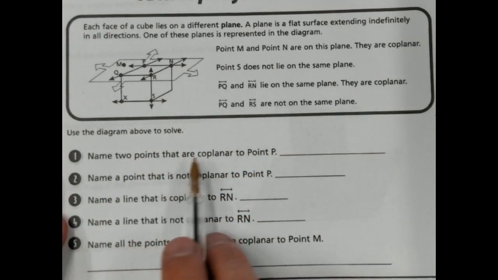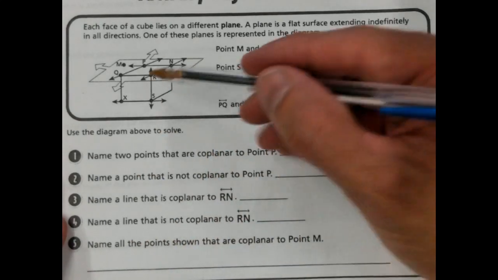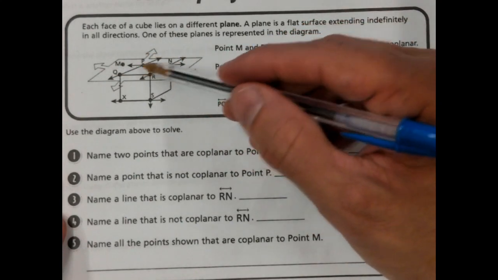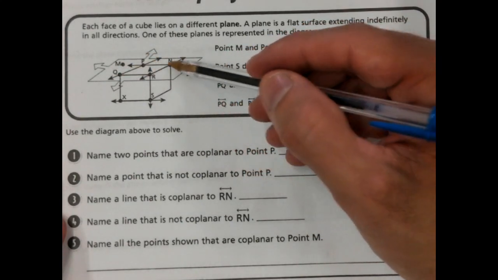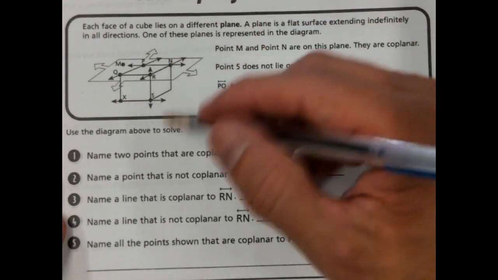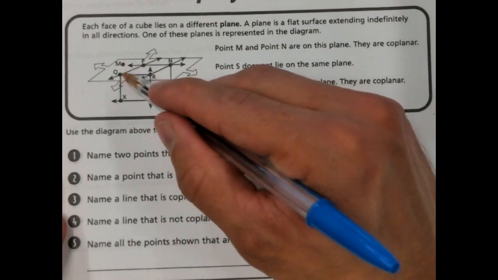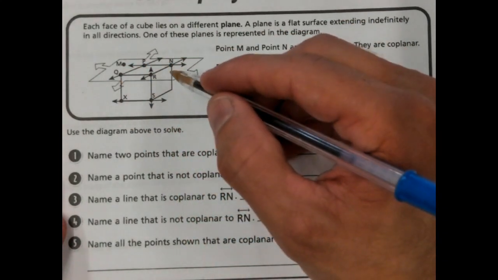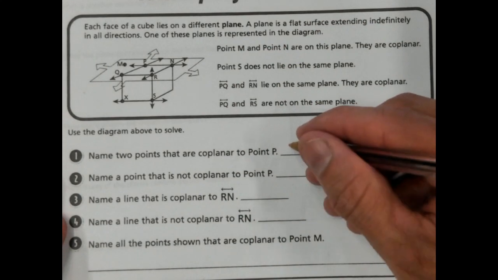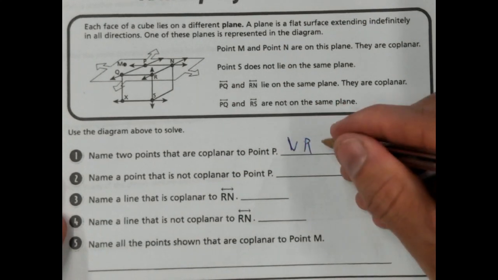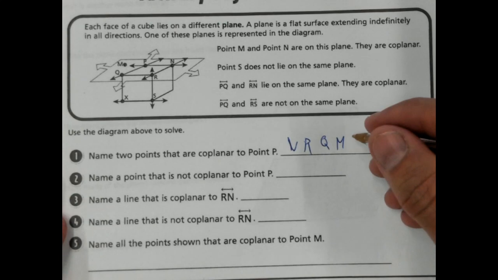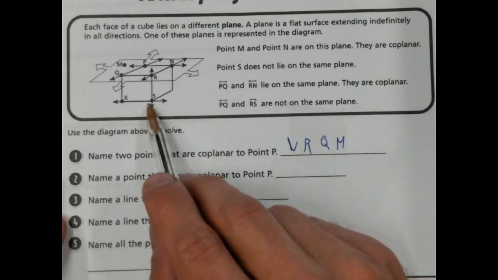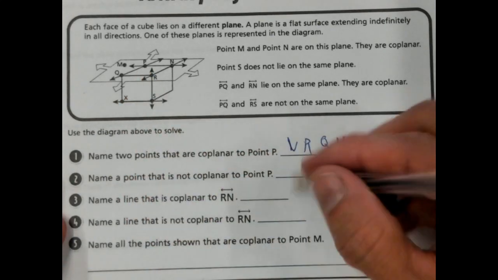Name 2 points that are coplanar to point P. So let's look at point P. Point P is right here. So point P is on this big plane here, right? It's also part of this topmost face of this right rectangular prism. So we're looking for 2 points that are on the same plane. So any of these right here are on the plane. So M, Q, R, N, all of them would be considered coplanar. So I'm actually going to list all of them. So N, R, Q, excuse me, and M. Name a point that is not coplanar to point P. So these two down here, those are not in the same plane, so X or S.